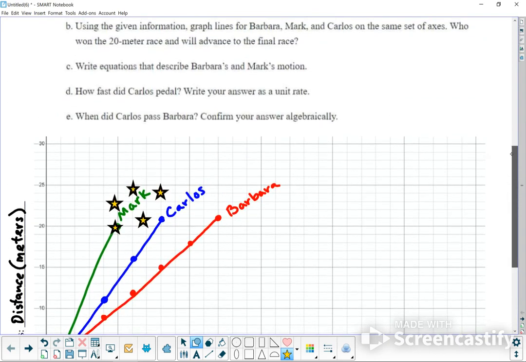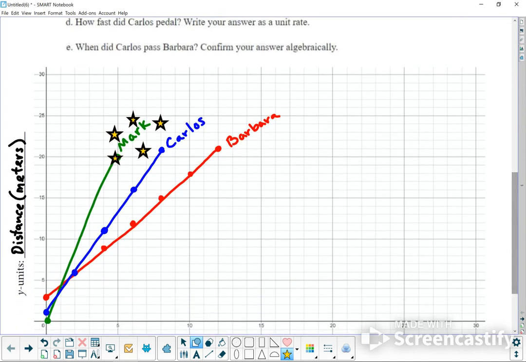C. Write an equation that describes Barbara and Mark's motion. All right. So since Carlos already has an equation, okay. So Barbara, let's see. So Barbara would be y equals mx plus b. Right? And Barbara, she starts at the 3 on the y, so she has a 3 meter head start. So the b would be +3. And Barbara's speed or the slope. Barbara, it looks like she goes, and I'm going to just use one of the endpoints. So Barbara, it looks like she goes up 1, up 2, up 3, and over 2. So Barbara's speed is up 3, and over 2. So we're going to use 3/2 for Barbara. So Barbara's equation is 3/2 x plus 3.